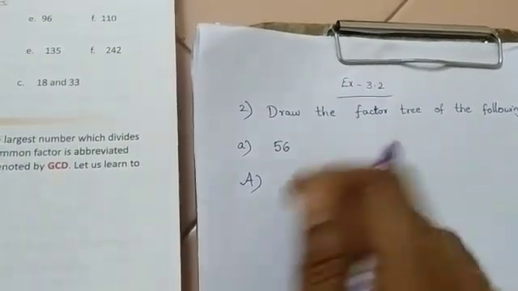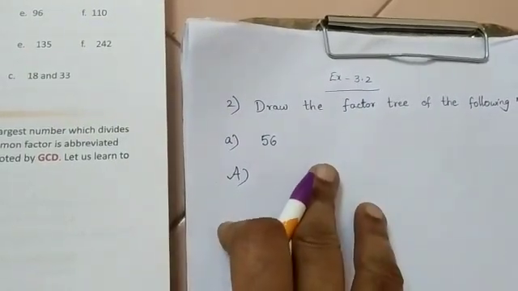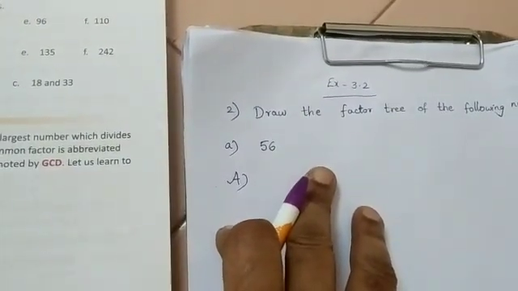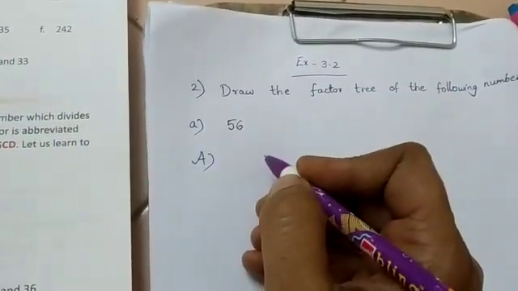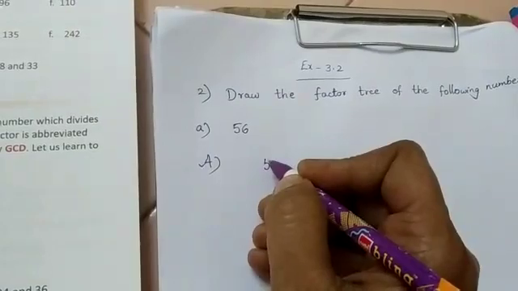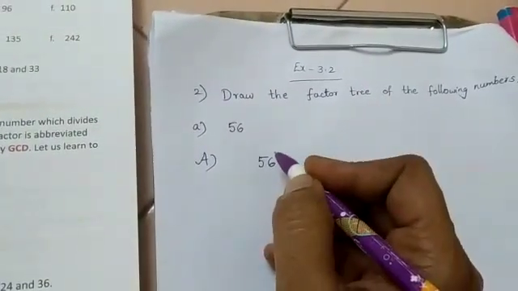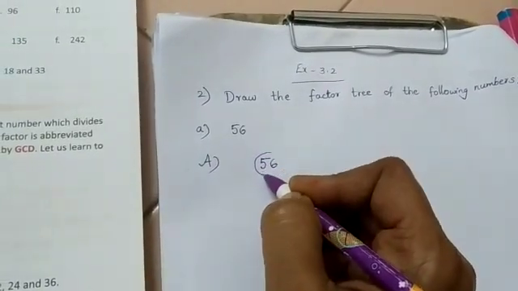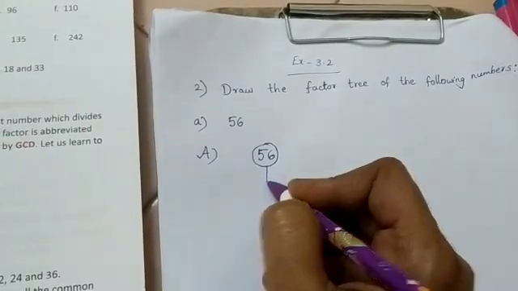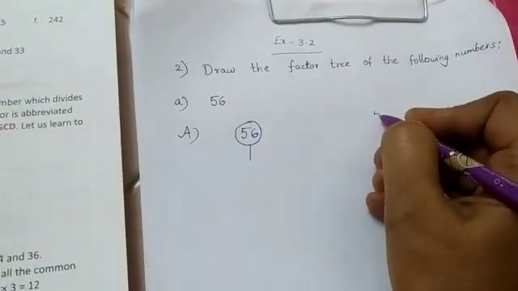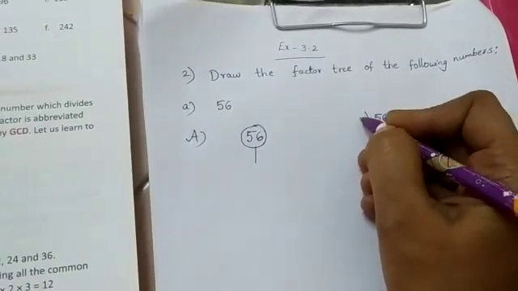We can find the prime factorization with the help of a factor tree. Okay, now first, 56. 56 is a composite number. So we can divide it. 56 is an even number, so divide it by 2.